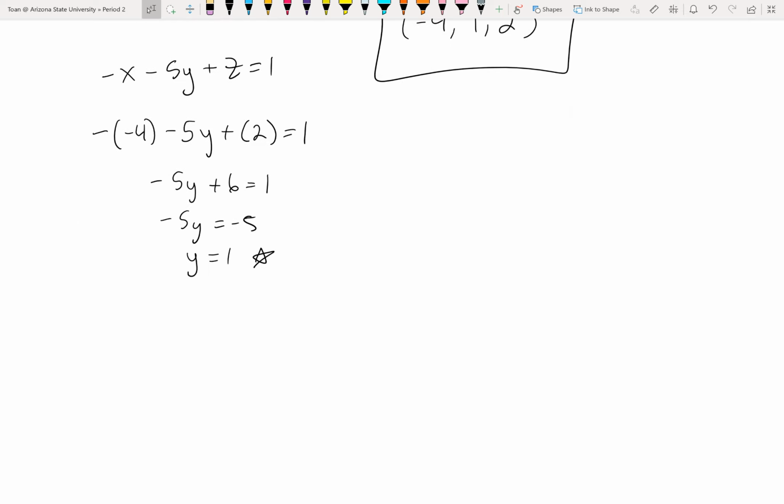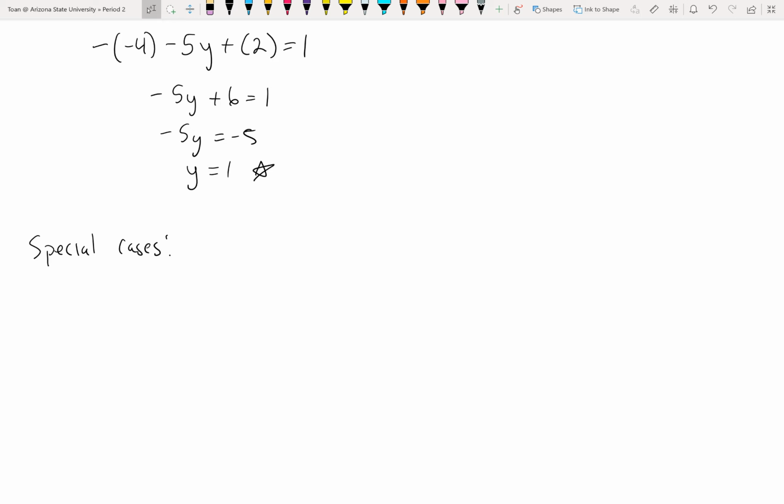The last thing I want to talk about are special cases. Last week, we ran into some special answers, no solution, infinitely many. Those special cases exist in 3 variables as well. But the good news is it's the same trigger. It's the same thing we're looking at. So last week, we saw if you end up with a false statement. Let me say this.